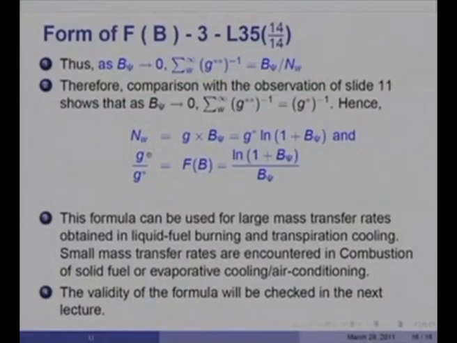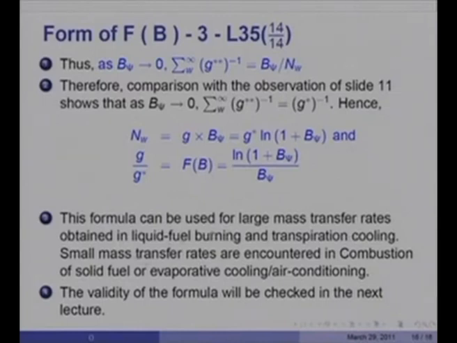In other words, the ratio of the conductance at large mass transfer rates divided by the conductance at small or negligible mass transfer rates is simply a function of ln 1 plus B psi by B psi. This formula can be used for large mass transfer rates obtained in liquid fuel burning and in transpiration cooling, as we shall see in later lectures where I will be considering problems.